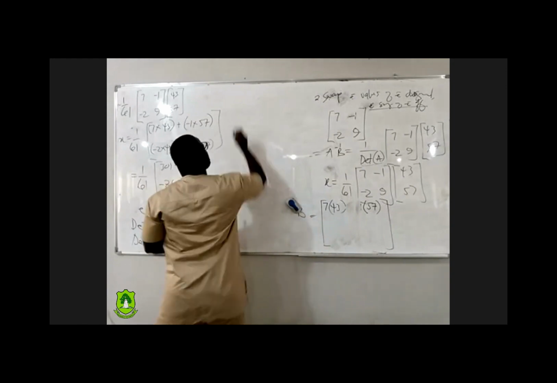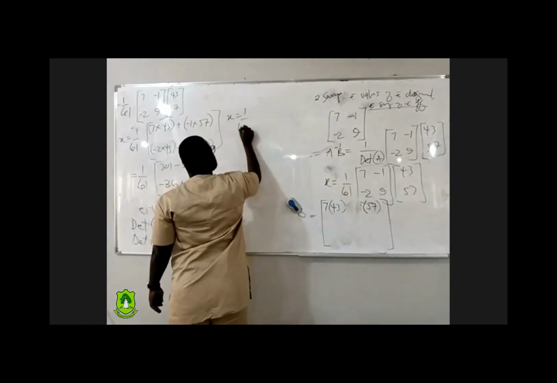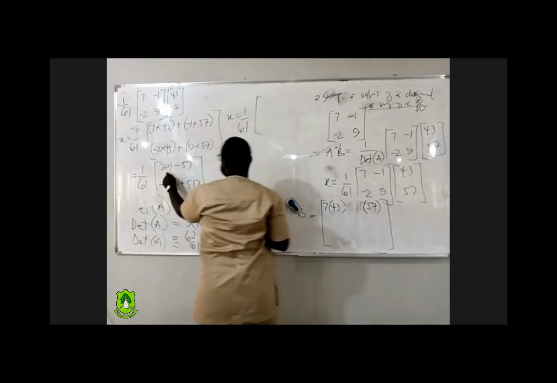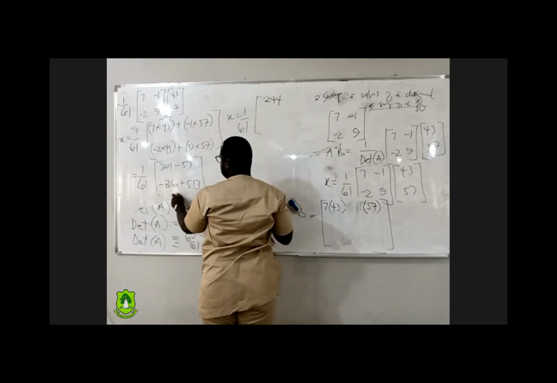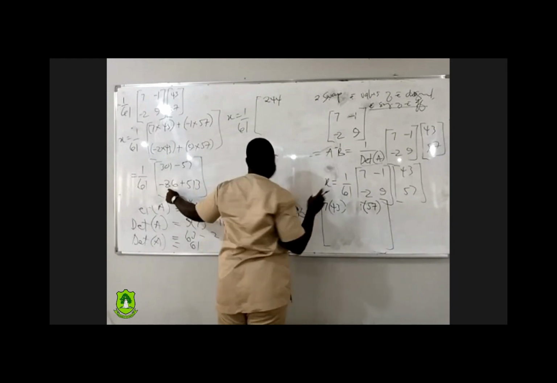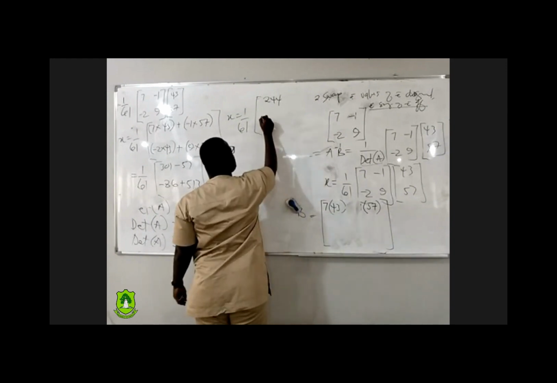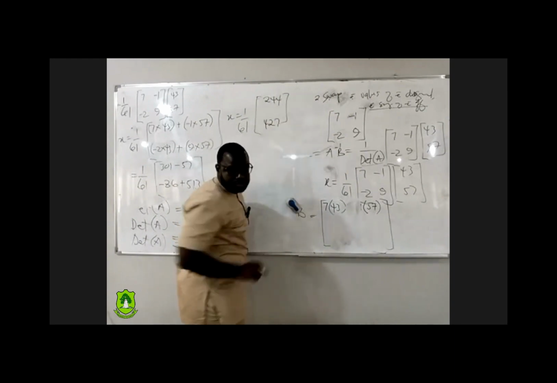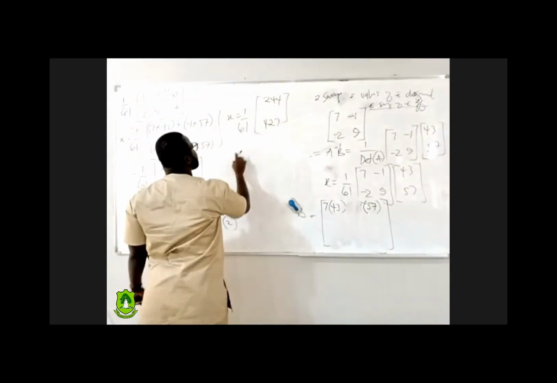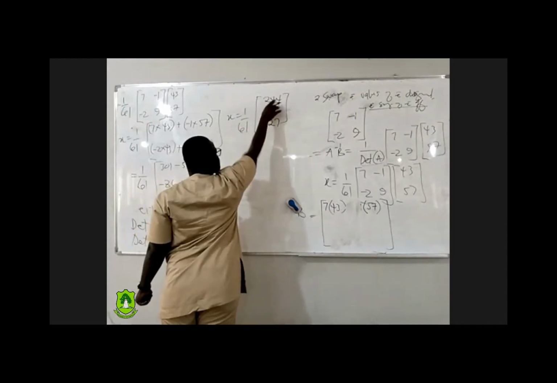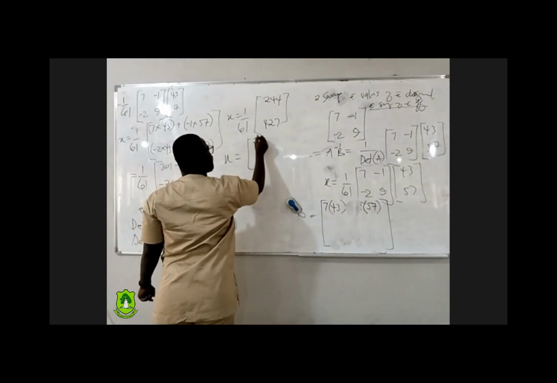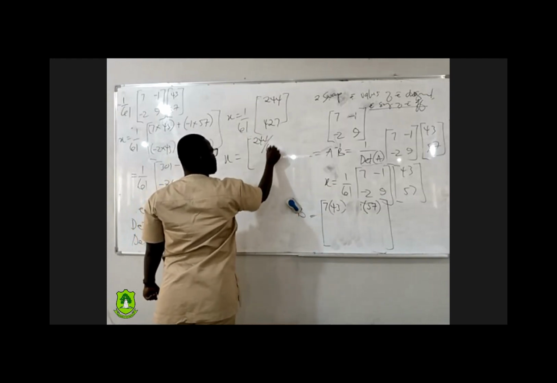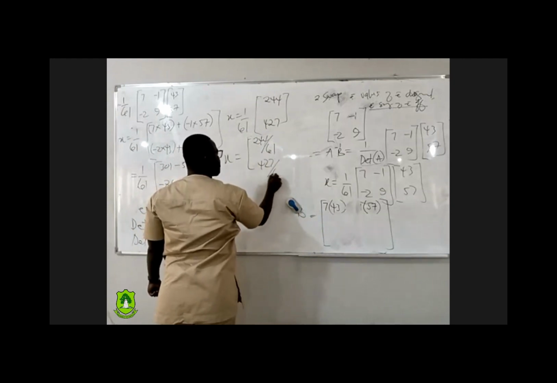So here, we are going to have x is equal to 1 over 61. Here will be 244. Here will be minus 86 plus 427. Okay, no question. Okay, 427. So in this particular case, it's going to be this. So which means here will be 244 over 61, 427 over 61.